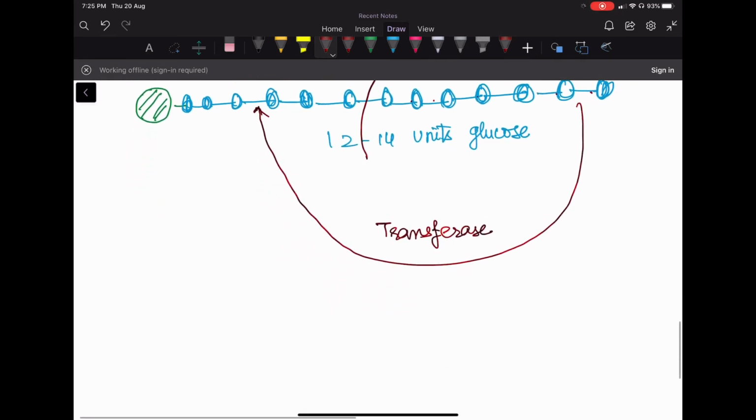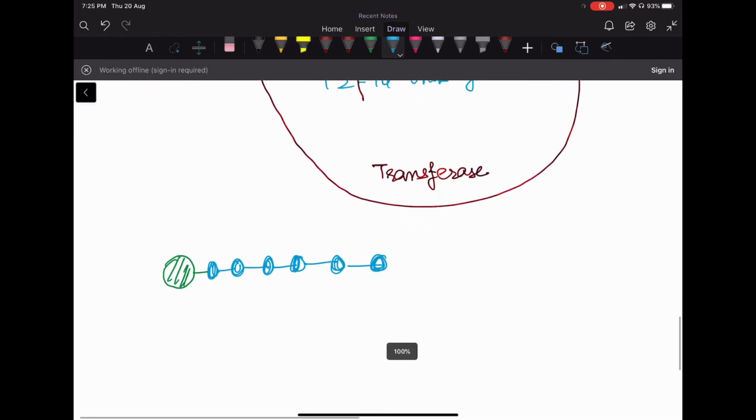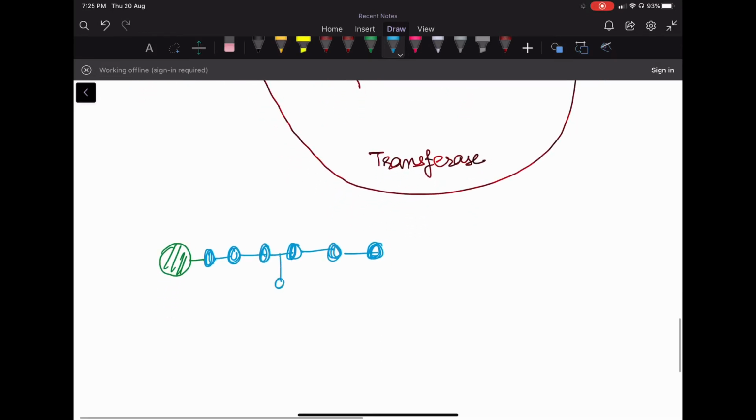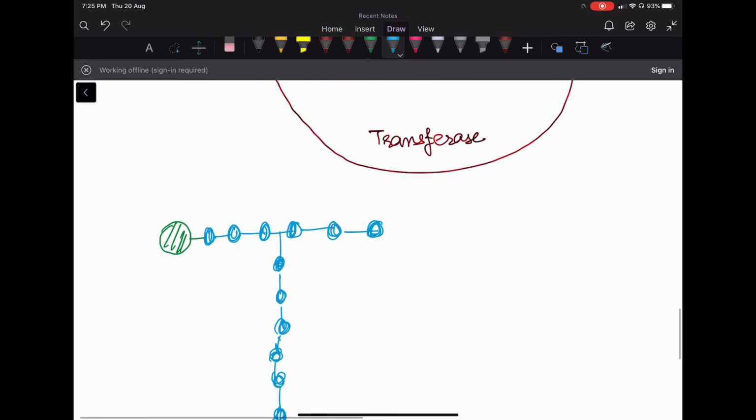The next section is how this takes place. This is the glycogen primer attached with a few molecules of glucose by 1,4 glycosidic linkage, as we discussed. These are the long chain. Now there is transfer of these 6 units here, 6 to 8 units, and this happens with the help of the enzyme transferase.